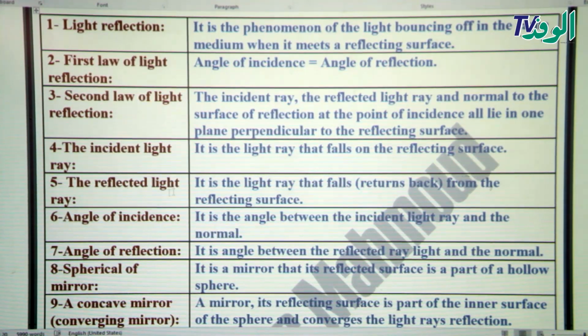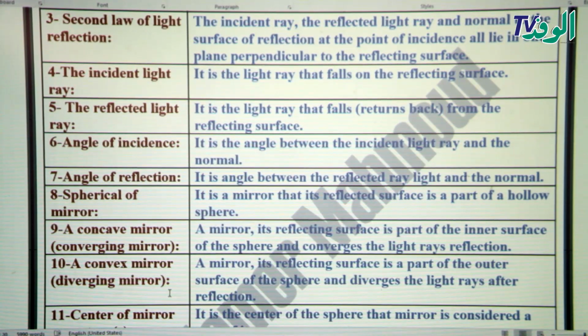What's meant by the reflected light ray? It is the light ray that returns back from the reflecting surface. So what's meant by the angle of incidence? The angle of incidence is the angle between the incident light ray and the normal, while the angle of reflection is the angle between the reflected light ray and the normal.